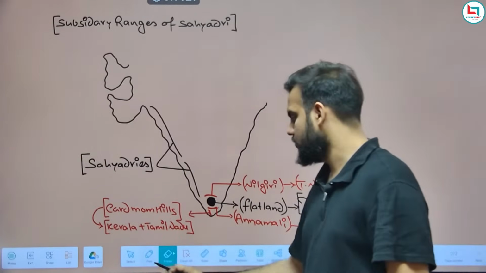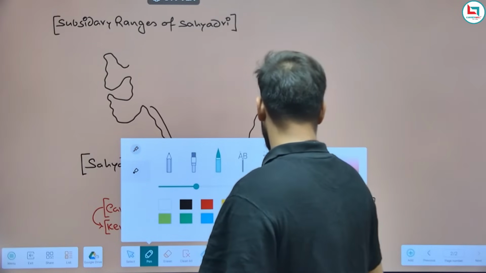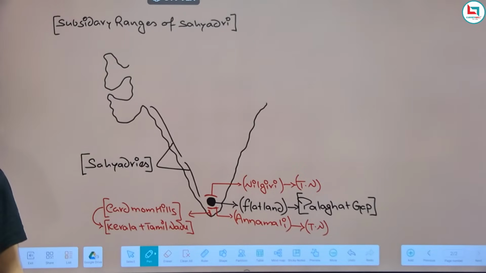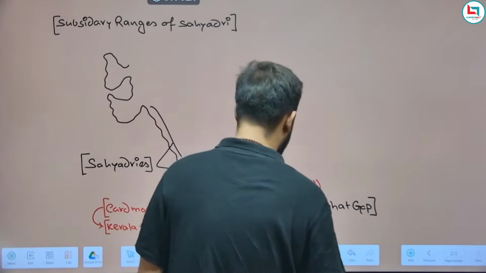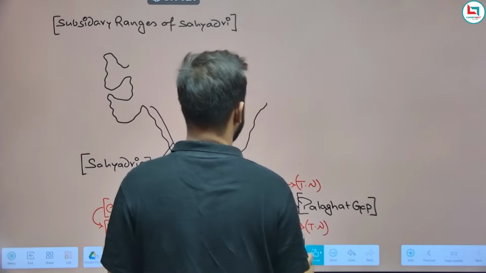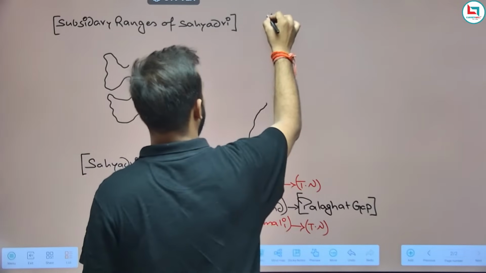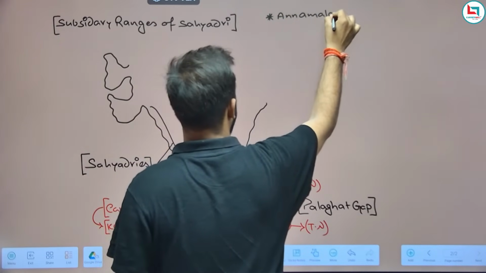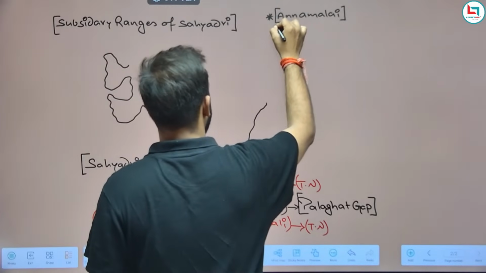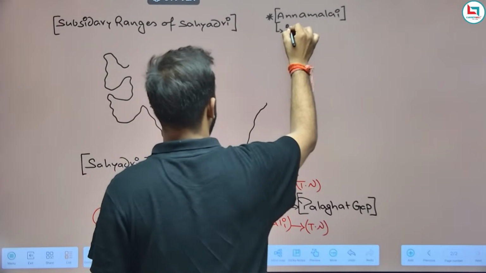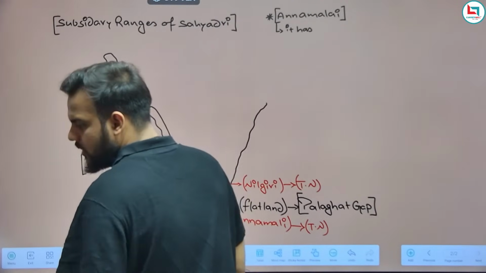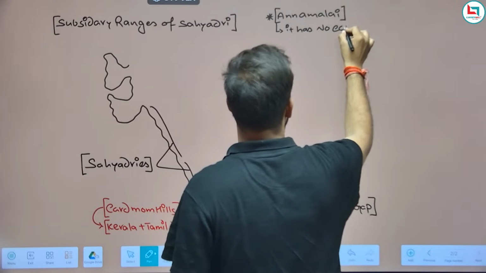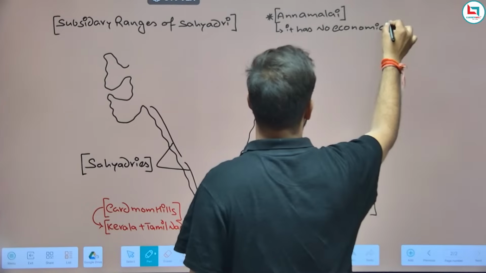Now, guys, we have to talk about the characteristics of these particular mountain ranges. Now, when we talk about the Annamalai, first of all, let's talk about the Annamalai. Guys, remember one thing regarding Annamalai. It has no economic value. It has no economic use. It has no economic importance.